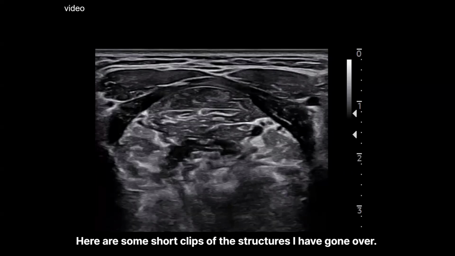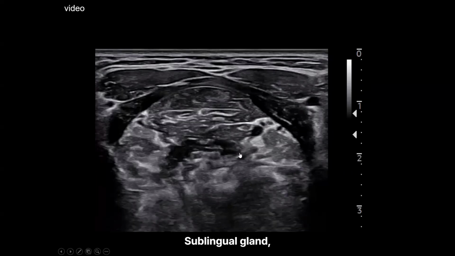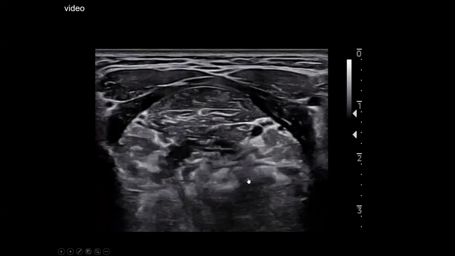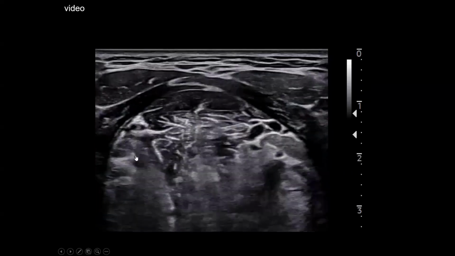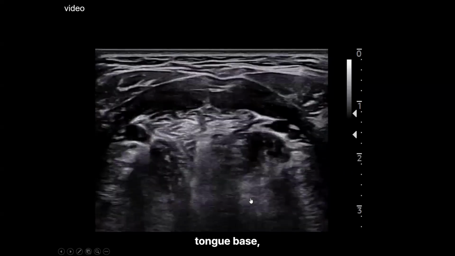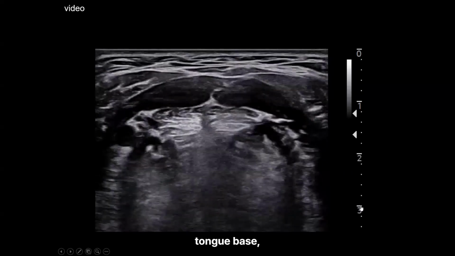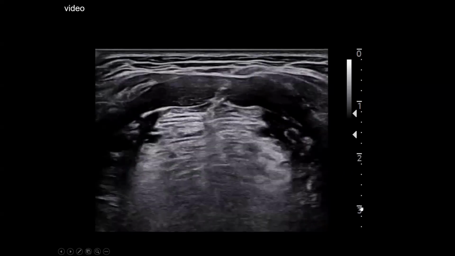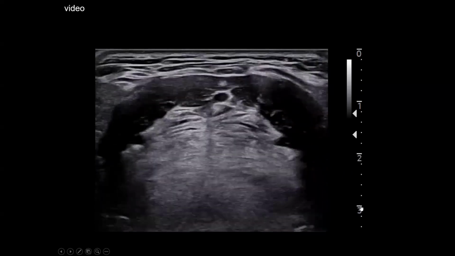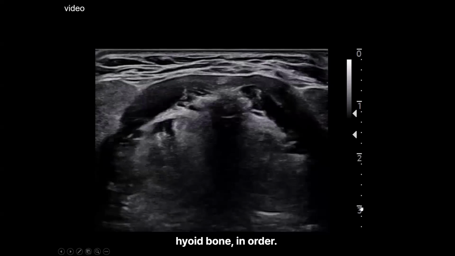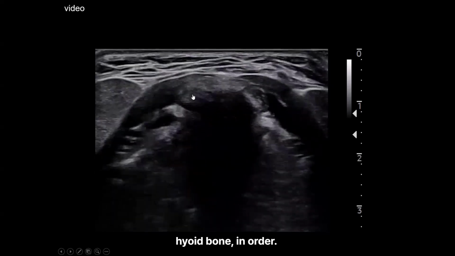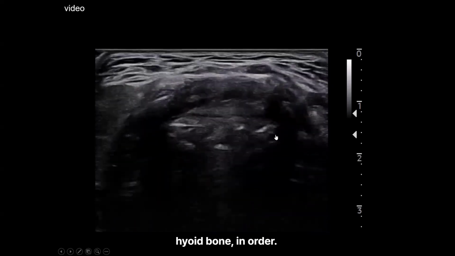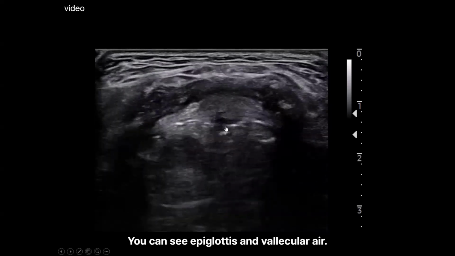Here are some short clips of the structures I have gone over. Sublingual gland. Tongue base. Hyoid bone, in order. You can see epiglottis and vallecular air.